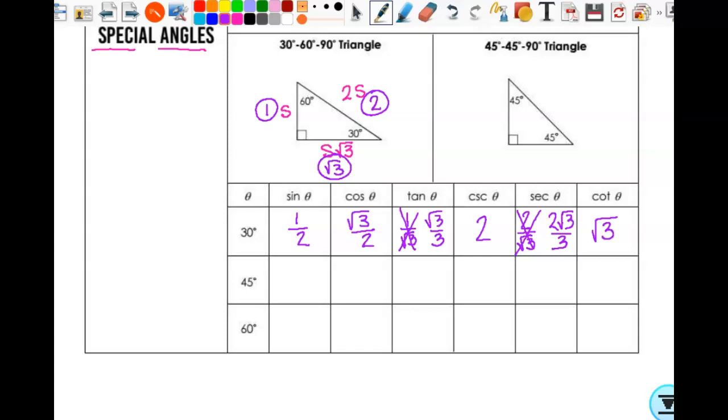Okay, so we're going to stick with that same triangle and do the 60. So sine of 60, that's opposite over hypotenuse. That's the square root of 3 over 2. Then the cosine of 60 is adjacent over hypotenuse. That's 1 over 2. What do you notice right now? They're just flipped. The sine of 30 is the same as the cosine of 60, and same with the others. Okay? So then tangent is opposite over adjacent. That's the square root of 3 over 1. That's just the square root of 3.